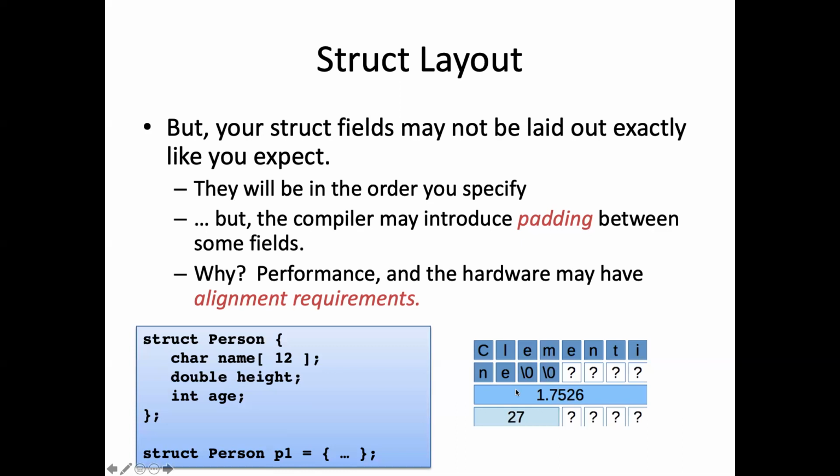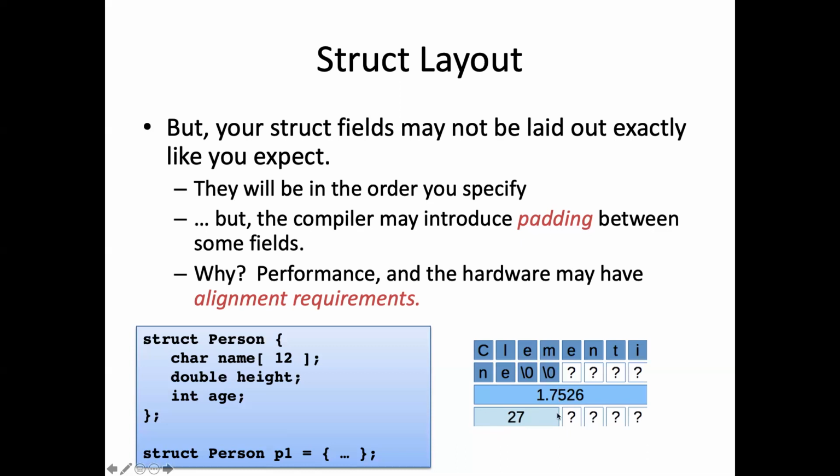If you made an array of these structs and you laid it out like this, then as long as this one started at an address that was a multiple of 8, the one that comes after it in an array would also start at an address that's a multiple of 8.